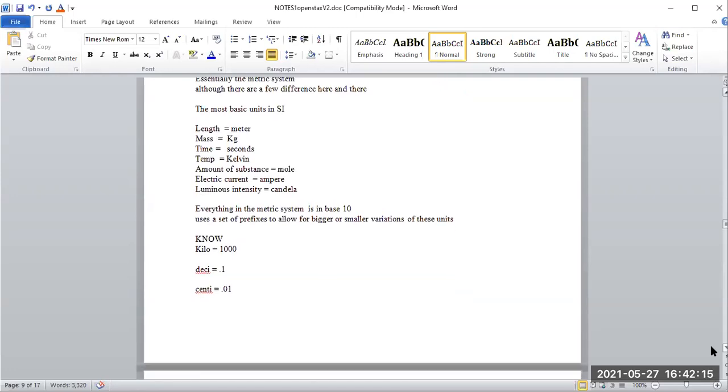Everything's base 10. I am eternally frustrated as a scientist that the US is one of 3 countries in the entire world that doesn't use metric. I travel fairly extensively, and you're in Europe or wherever, and everybody else uses metric. Yeah, the US and like 2 other teeny tiny countries.